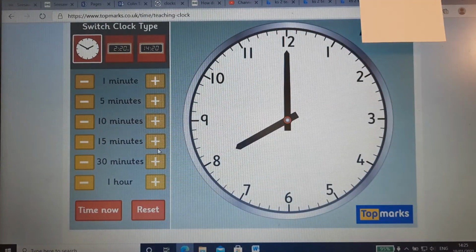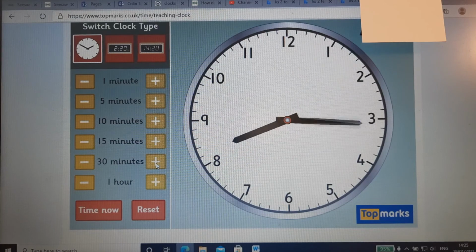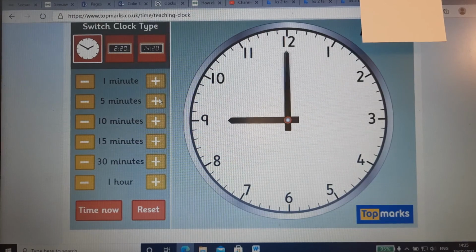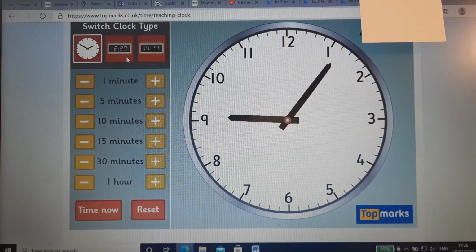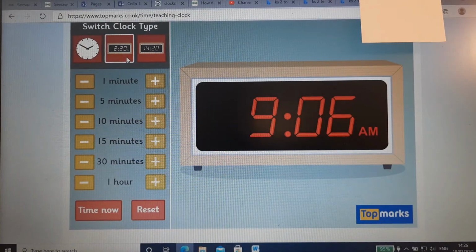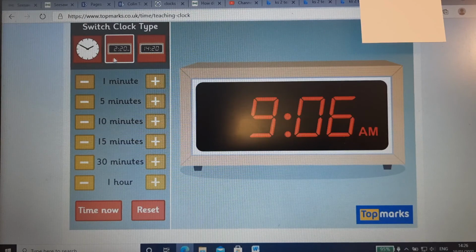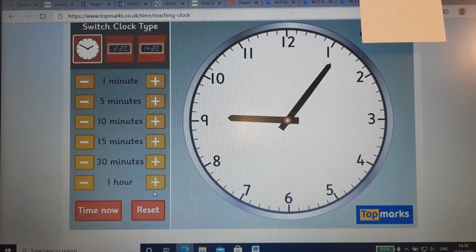Okay, let's see if we can make this a little bit trickier. What time do we have now? It's the morning. What time do we have now? Write it down as digital using AM and PM. Press pause whilst you do it. Okay, and your answer would be 9:06 a.m. Let's go back and choose another one.